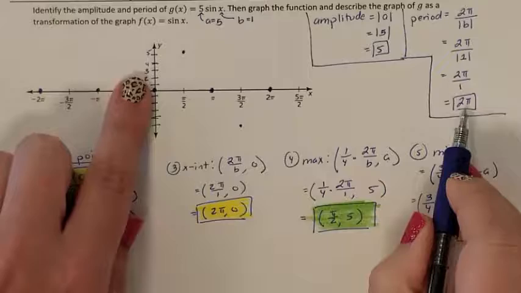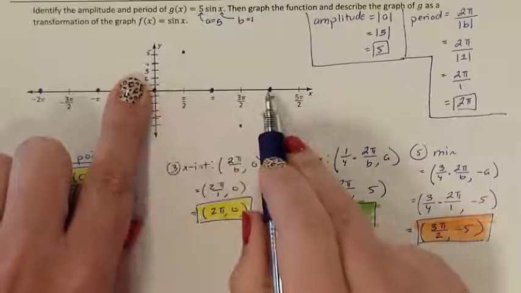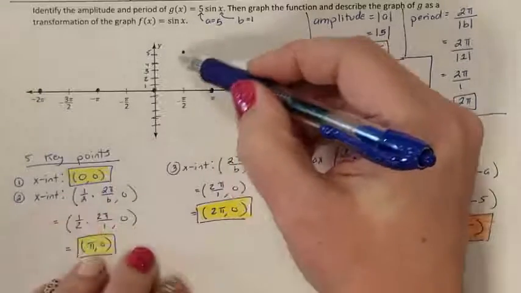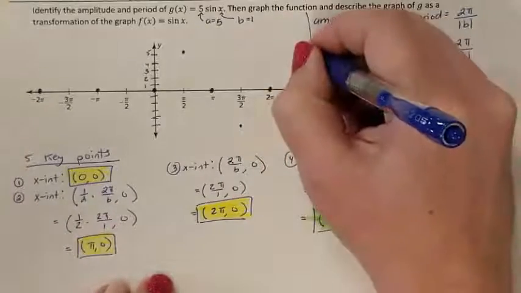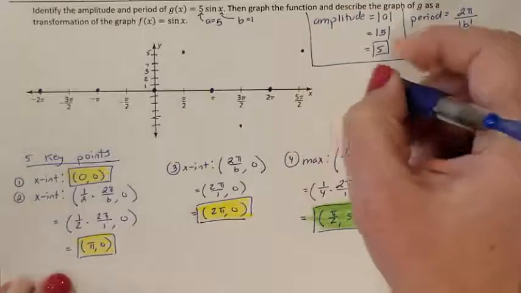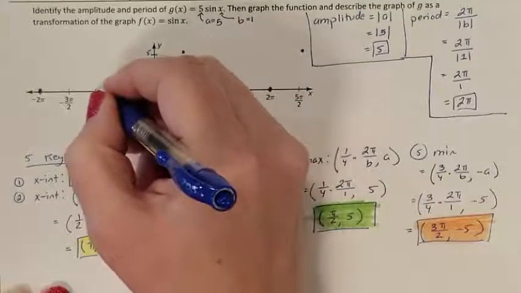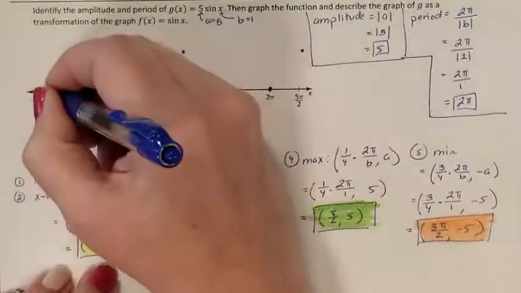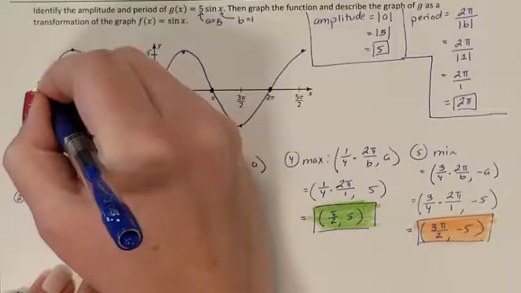My period lasts from 0 to 2 pi. This is the repeated segment that will last as I continue to go up and down my x-axis. So 0, 5, 0, negative 5, 0, 5, I'm out of space, 5, 0, negative 5, 0, 5, and I'm out of space. So here is my graph, and this is my sine.